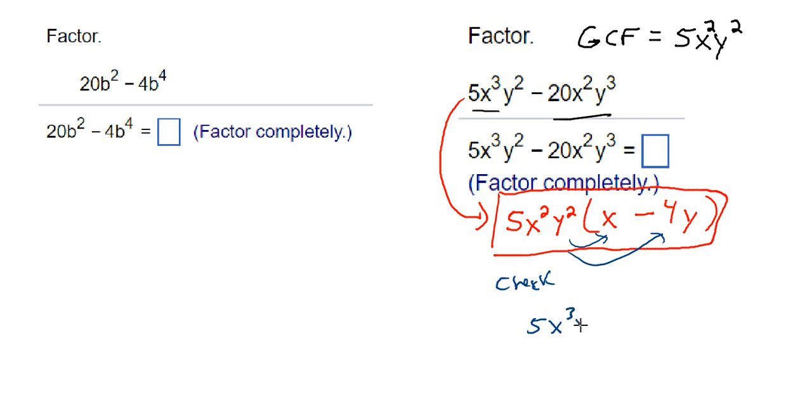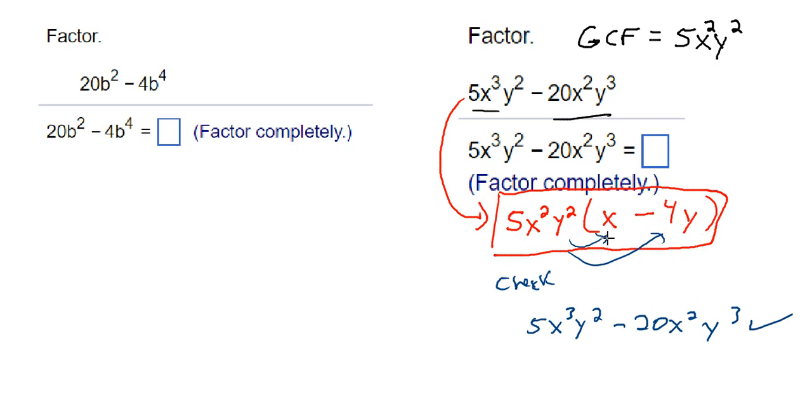That'll give me 5x to the third power y squared, right? Because that x gets multiplied to those x's, we get 3. Minus 5 times 4 would be 20. We'll have x squared, and then y squared times y would give me y to the third power. And it matches back up to my problem so that I know I have all the right things here.